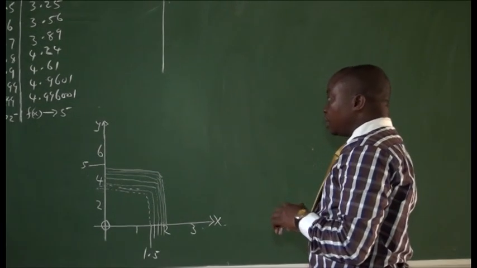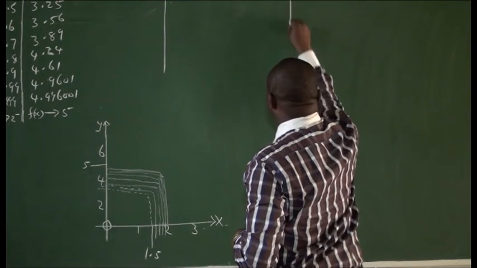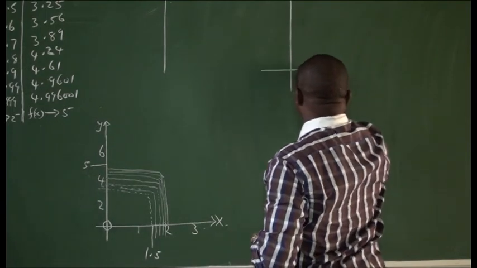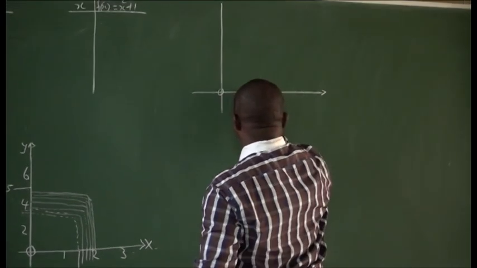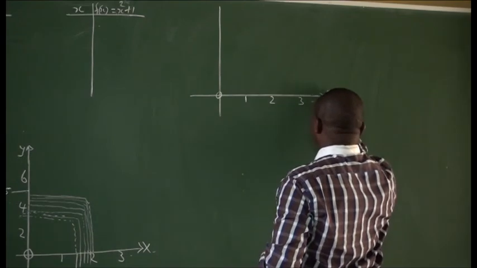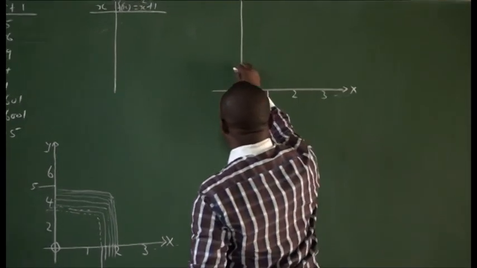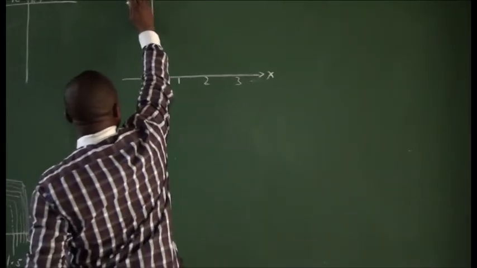And here I want to use another plane. I'm going to use another plane to demonstrate that. This is 0, 1, 2, 3, and it goes on the x-axis. So this is 2, 4, 6.